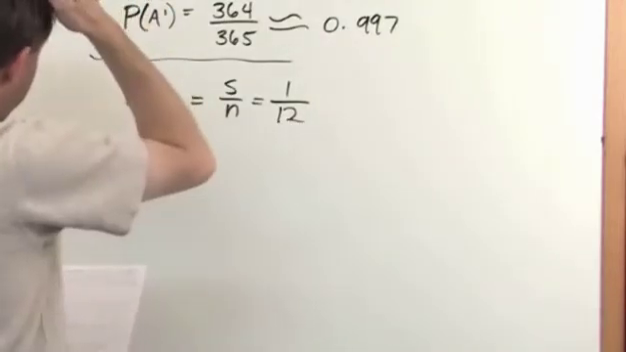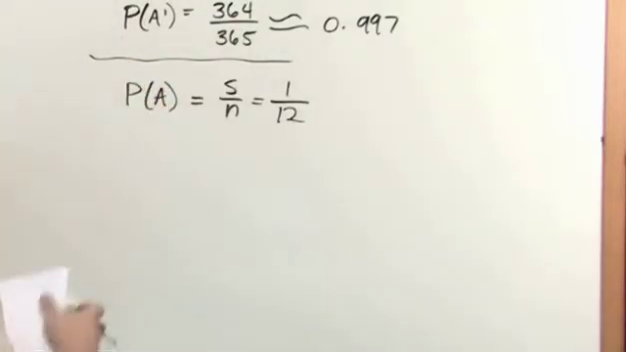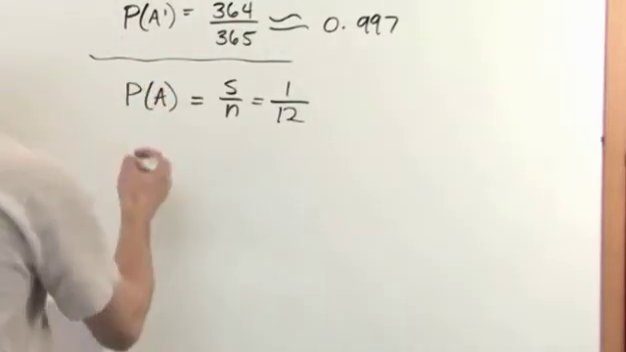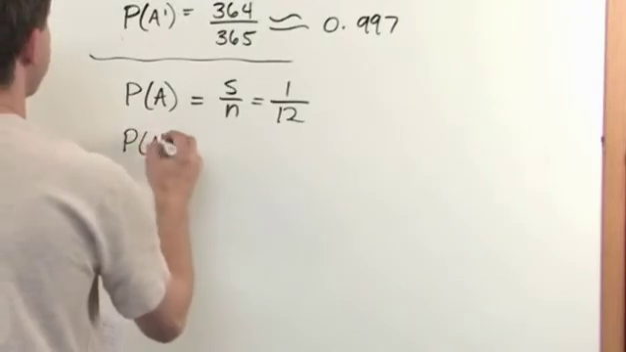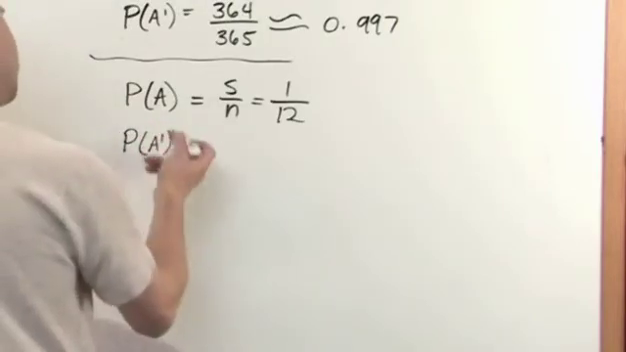All right, and if you just wanted to also calculate the probability that this random person's birthday is not in June, then what you would be looking for is the probability of A prime, okay, which is the probability that it's not in June.